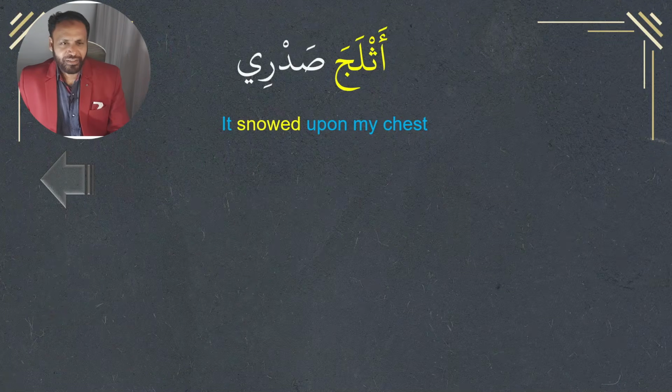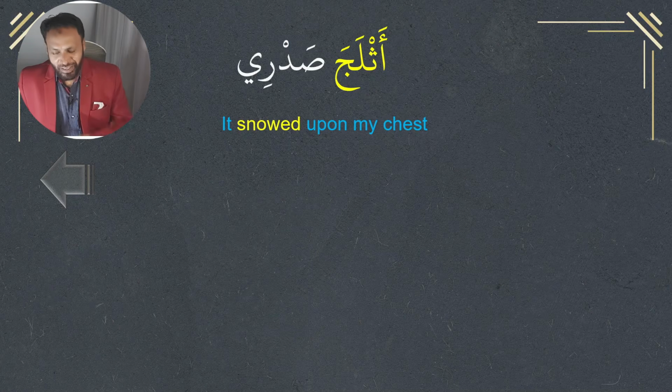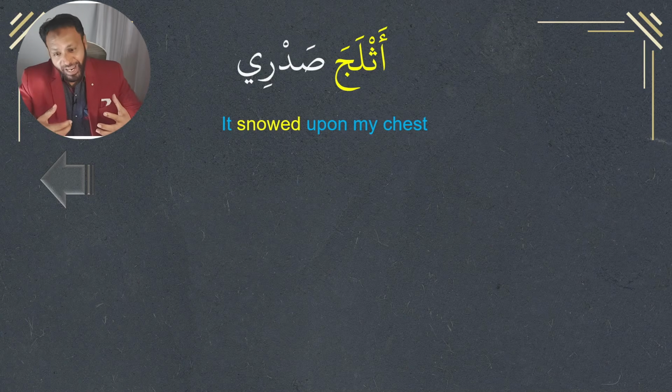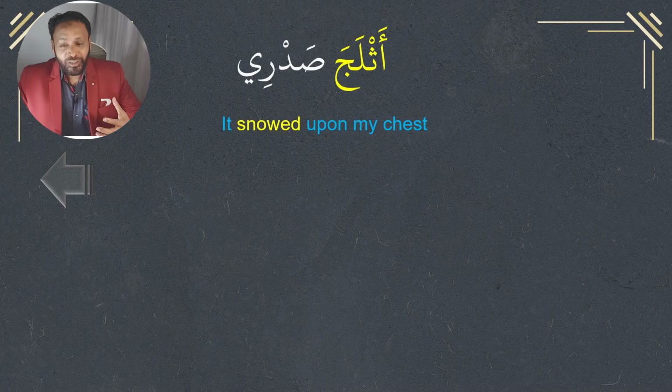Here is an example: athlaja sadri. Many times when you study these words deeper, you will find that the word has a physical meaning, and then the Arabs expand that meaning to make it emotional, psychological, related to the brain. It goes beyond the physical meaning.